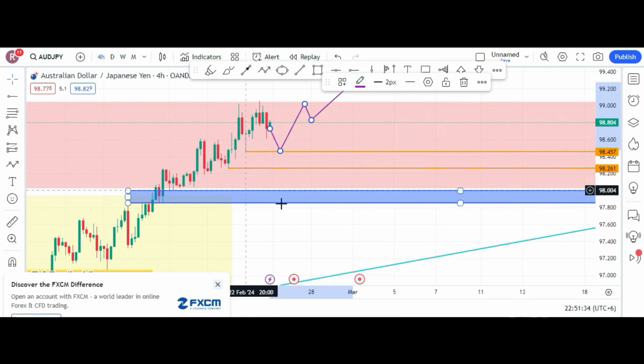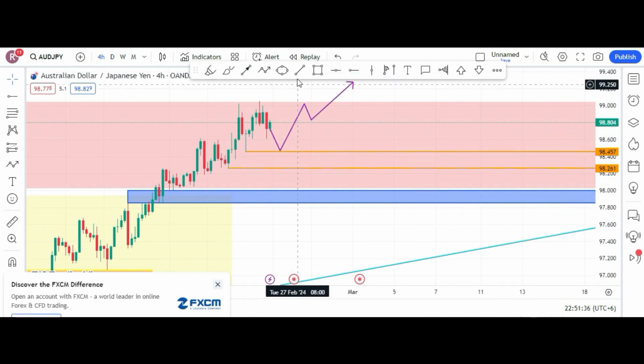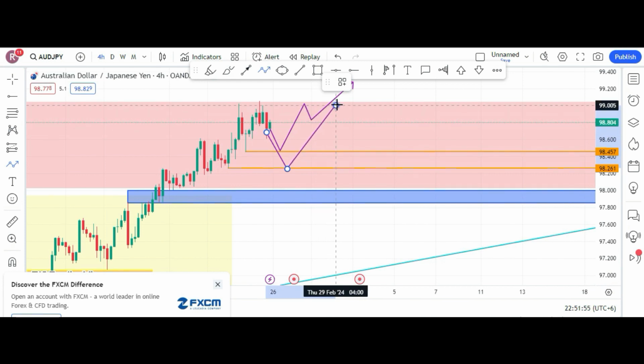And the second suggestion, otherwise, maybe it will come here to take out this liquidity. This will be too low for the time being. I am not expecting it. It will depend mainly on the news. Then it will go here again, retest, and move upward. That's it for AUDJPY from my end.